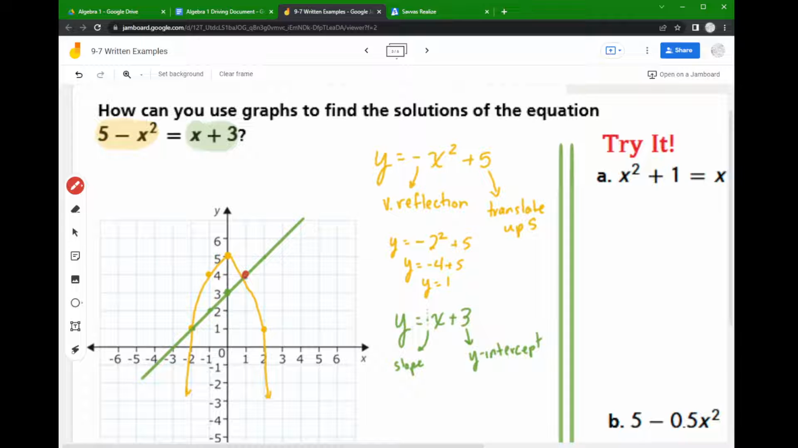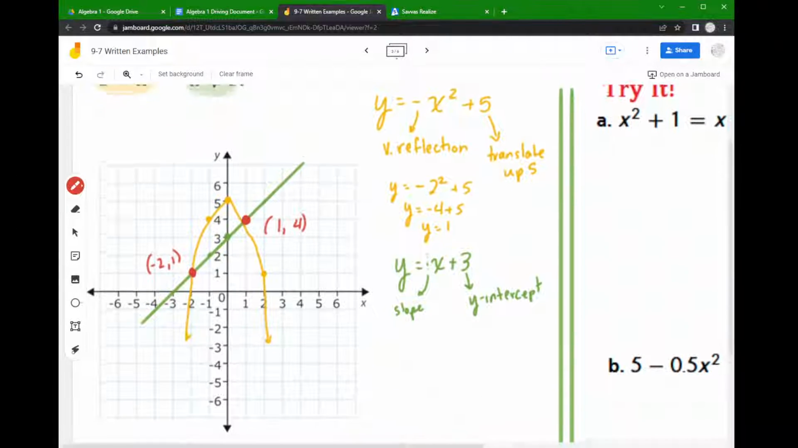Luckily they had whole number solutions here, right? My anchor points lined up. So the first solution happens at the ordered pair 1, 4. And my second solution occurs at the ordered pair negative 2, 1.